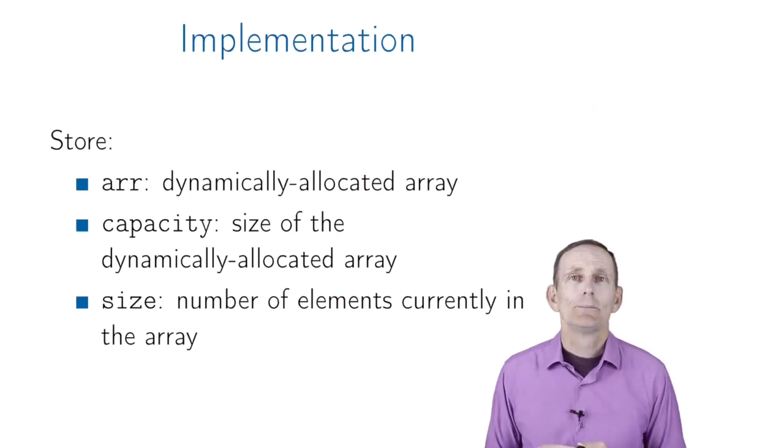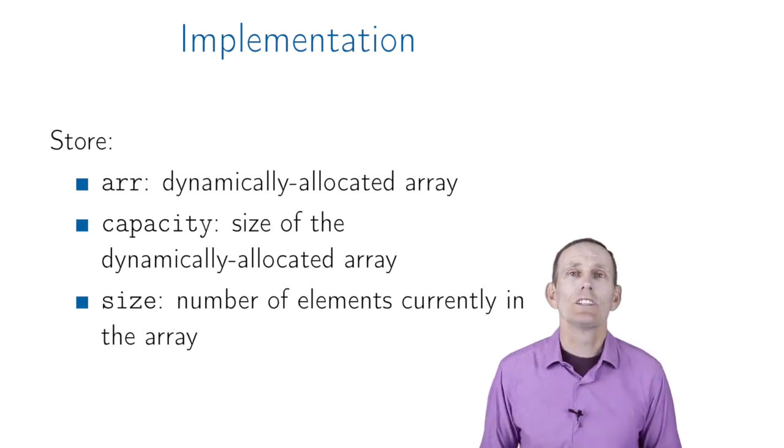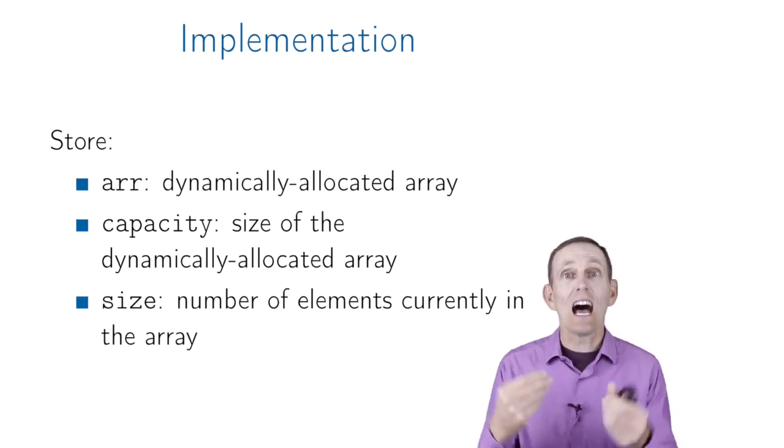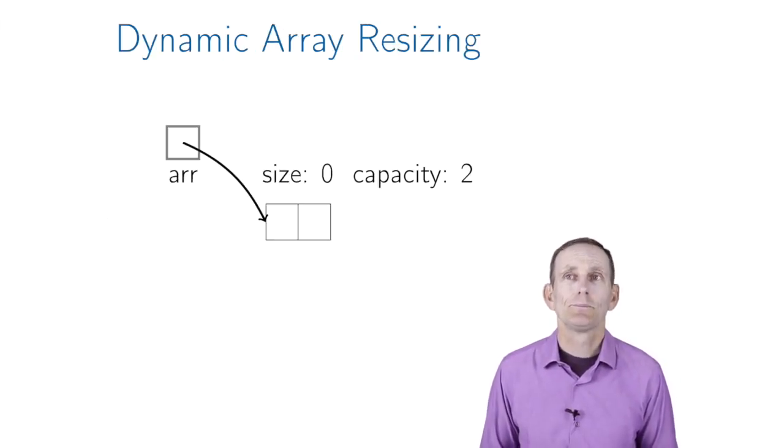How do we implement this? Well, we're going to store arr, which is our dynamically allocated array. We're going to store capacity, which is the size of that dynamically allocated array, how large it is. And then size is the number of elements that we're currently using in the array.